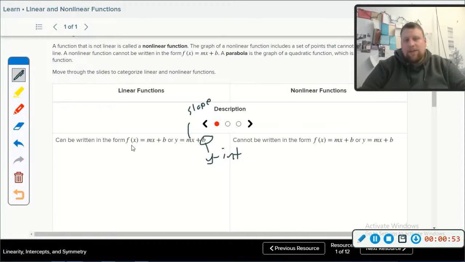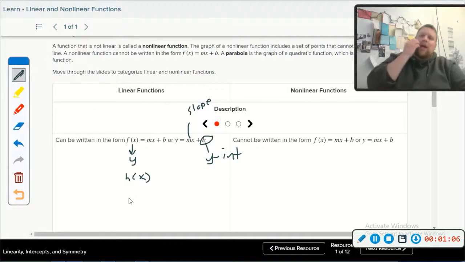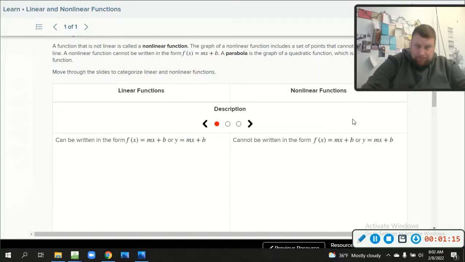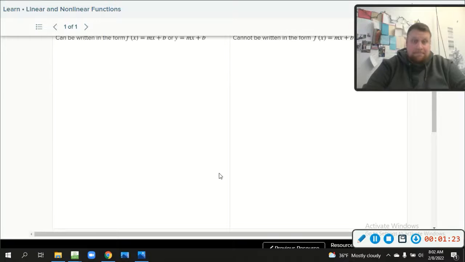And f of x, don't let that fool you. F of x is the same thing as y. But you'll notice when we have multiple functions, sometimes we say h of x, or g of x, or t of x, or whatever. All it means is a function of x, which again is what y is, okay? So just keep that in mind as you're going down here. Now, nonlinear functions cannot be written like y equals mx plus b. So if you can't write it in that form, it's not linear, okay?